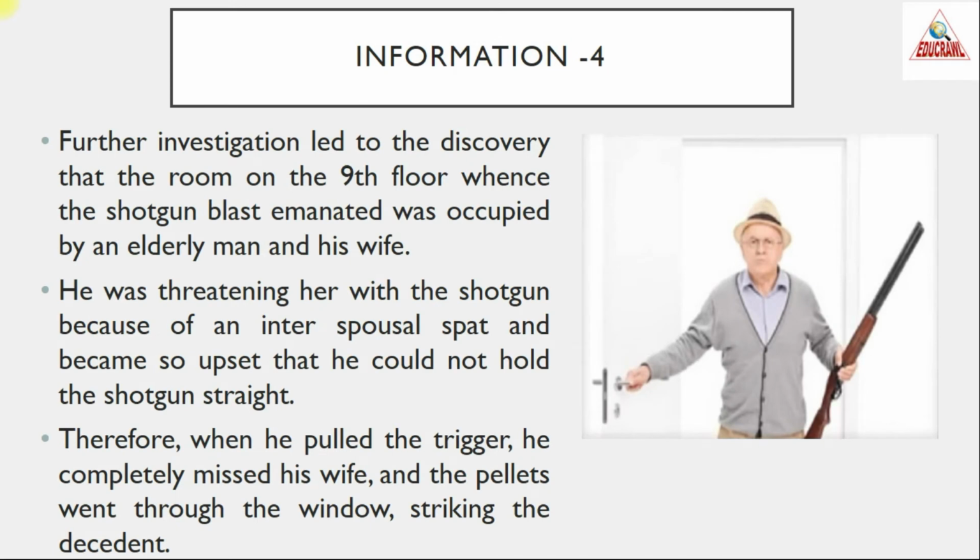Let me give the fourth information. Further investigation led to the discovery that the room on the 9th floor whence the shotgun blast emanated was occupied by an elderly man and his wife. He was threatening her with the shotgun because of an interspousal spat and became so upset that he could not hold the shotgun straight. Therefore, when he pulled the trigger, he completely missed his wife and the pellets went through the window, striking the decedent.